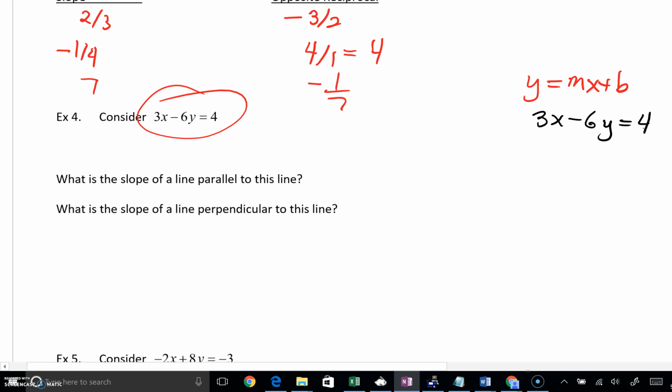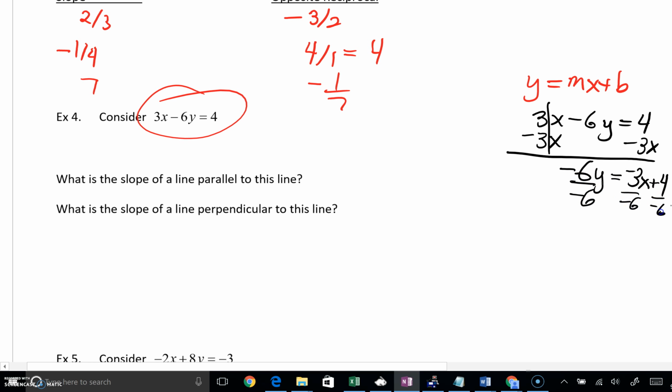Is y alone right now? No. Let's get it that way. What should I do? Minus a 3x. You're right. Good. Minus a 3x. We'll have -6y equals -3x plus a 4. Now what? Divide. Yep, you got it. Divide everything by -6. What's going to happen?